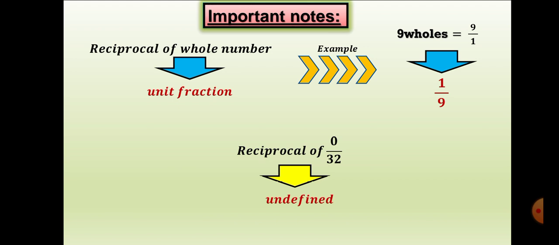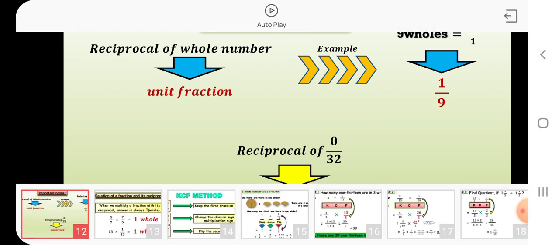And if I'm having the reciprocal of 0 over 32, if 0 is present in the numerator, that means it is impossible. So it's impossible, it's undefined.